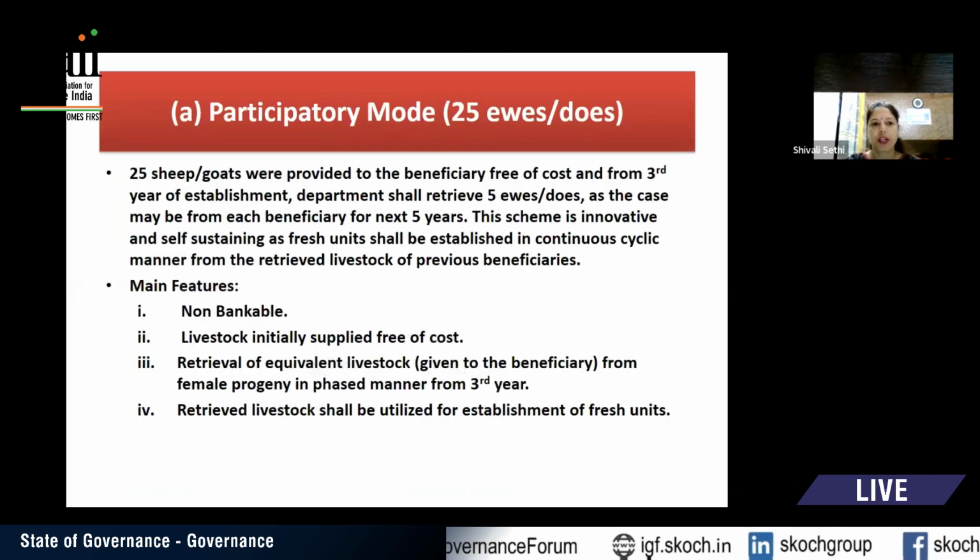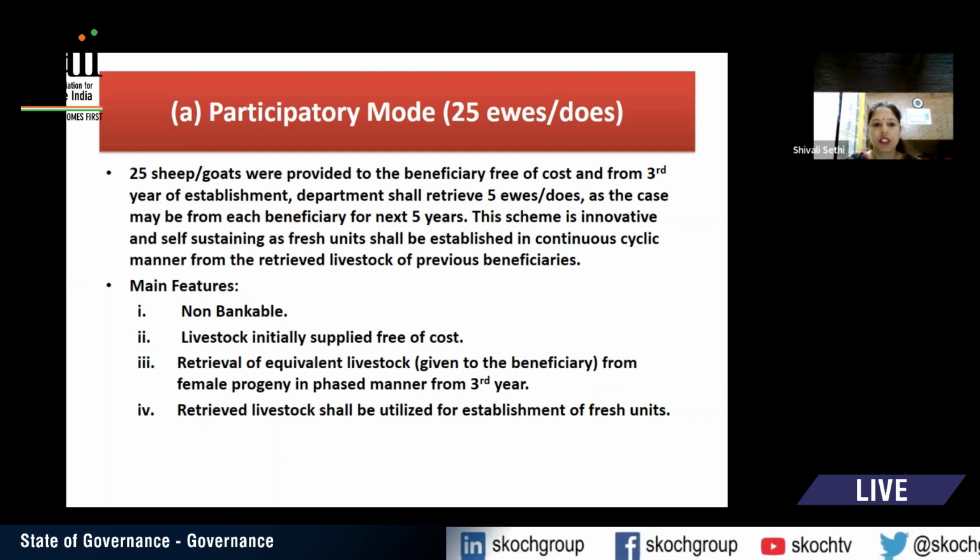Under participatory mode, 25 sheep and goats are provided to the beneficiary free of cost. And from the third year of establishment, the department retrieves 5 ewes and does units back. And from these retrieved units, we establish fresh units and provide them to the next beneficiaries.